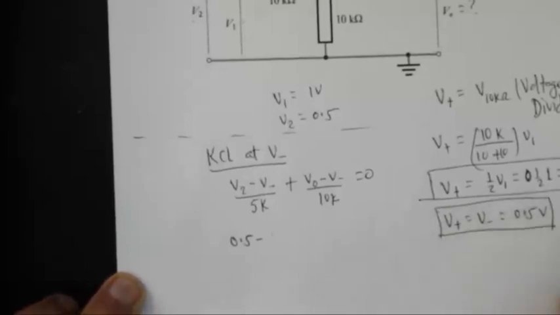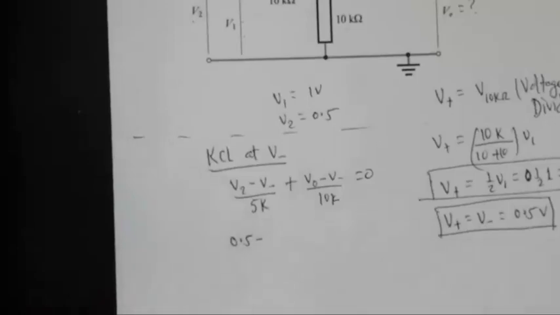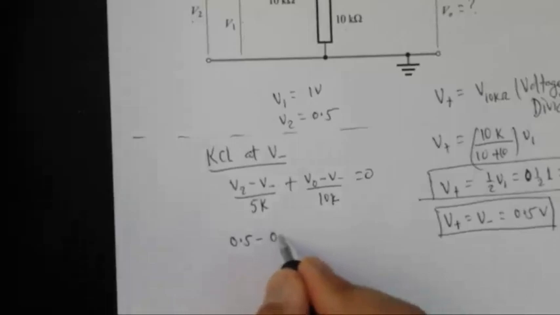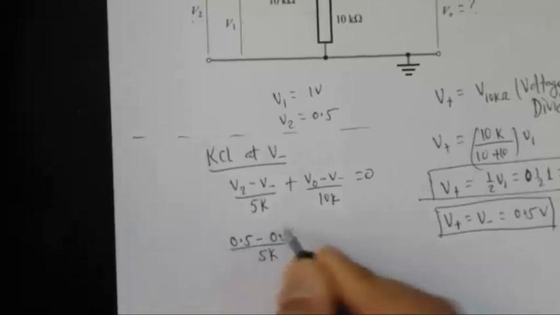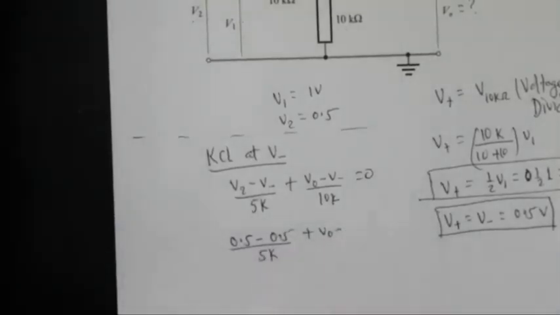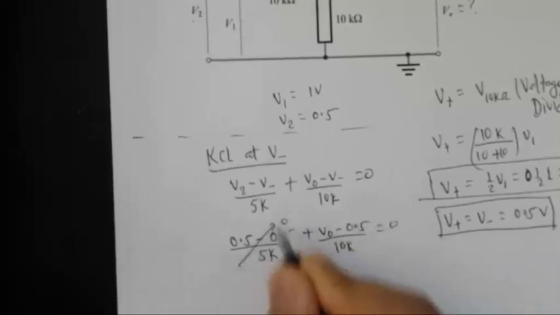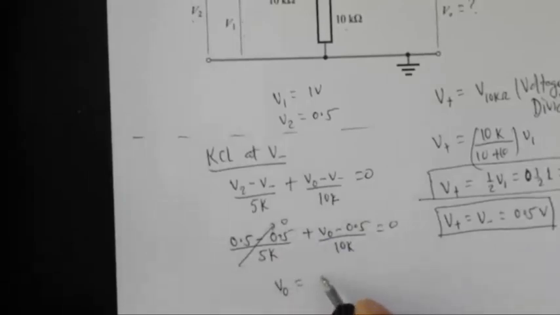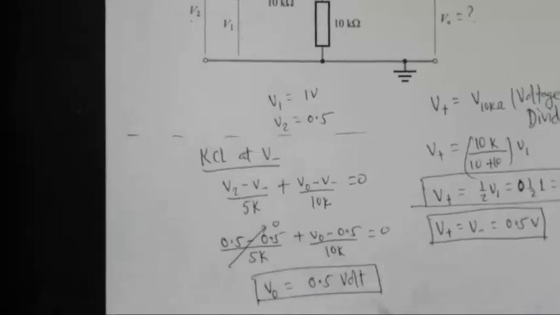So we're going to use this here. That seems like 0.5, 0.5 over 5k, this becomes 0 plus V out, we're solving for 0.5 divided by 10k is equal, so this is 0, they will cancel out, so V out is then 1/2 a volt. So output voltage will be 1/2 volt if you do the calculation.